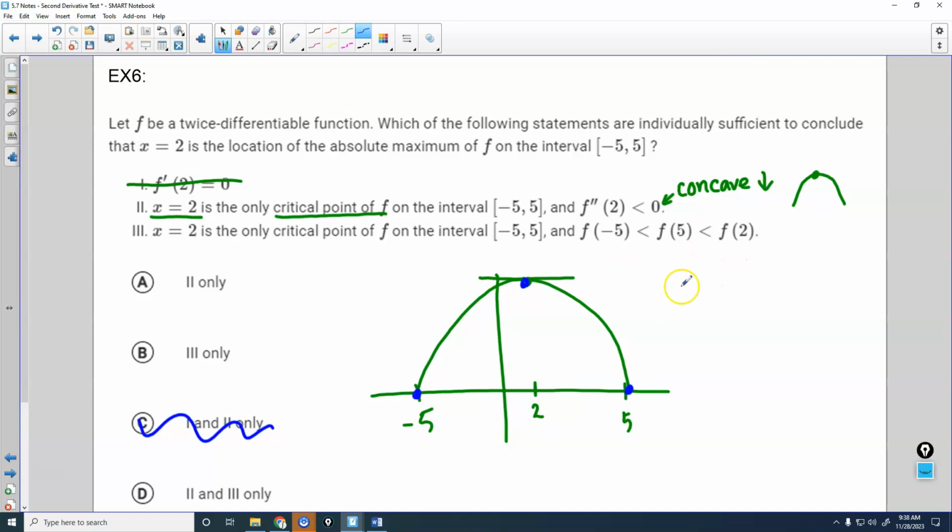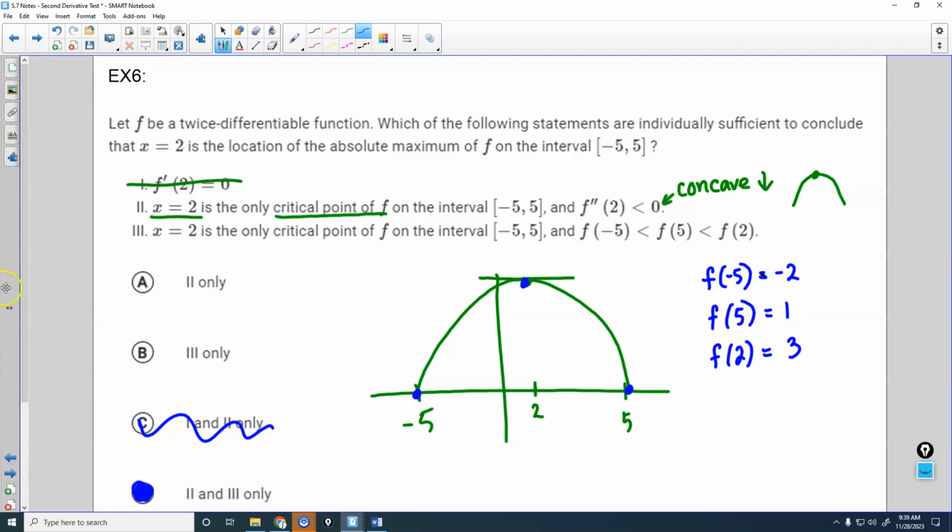If it's our only critical point, f of -5 might be something like -2, f of 5 might be something like 1, and f of 2 might be something like 3. We just test our endpoints and our critical points. I'm just making up numbers here to remind ourselves of what we did. So f of -5 is the lowest, f of 5 is a little bigger, but still lower than f of 2. f of 2 is the biggest number on that interval, so this also shows that you would have an absolute maximum at that point.